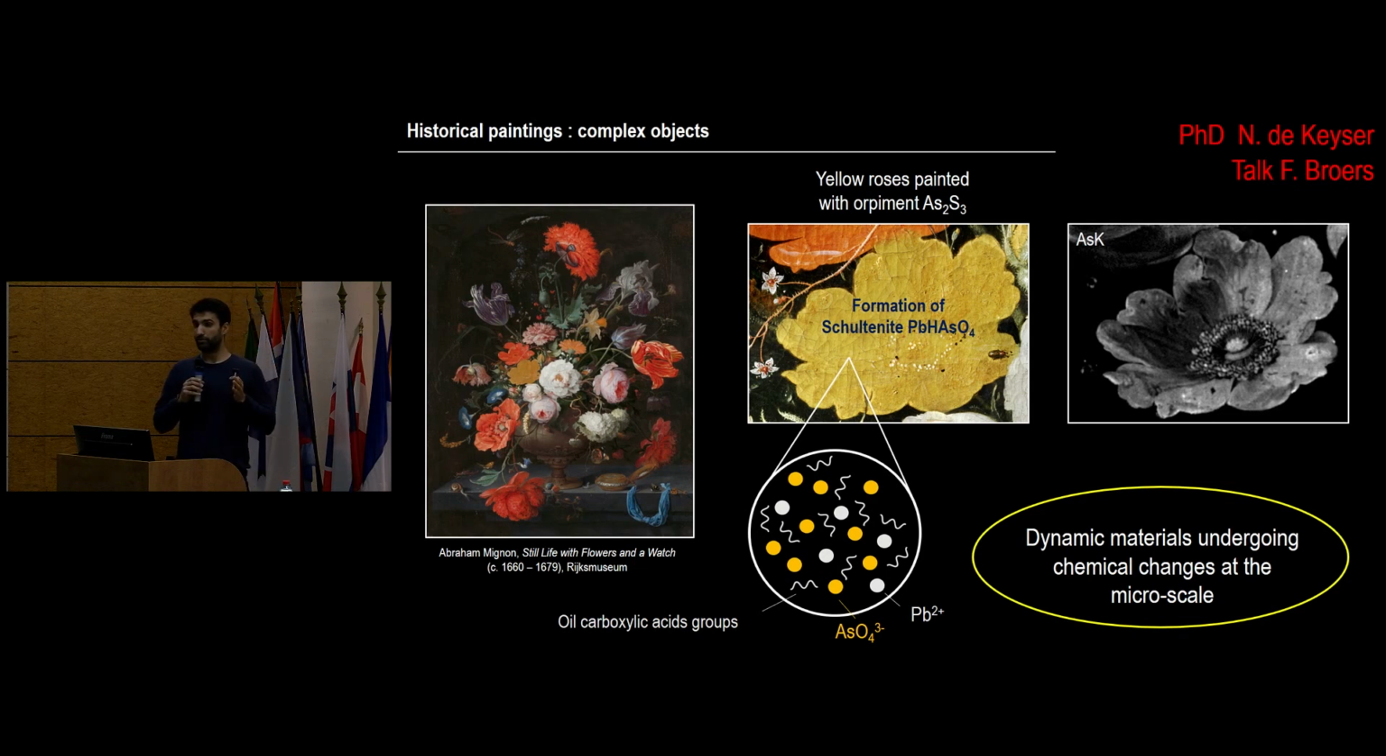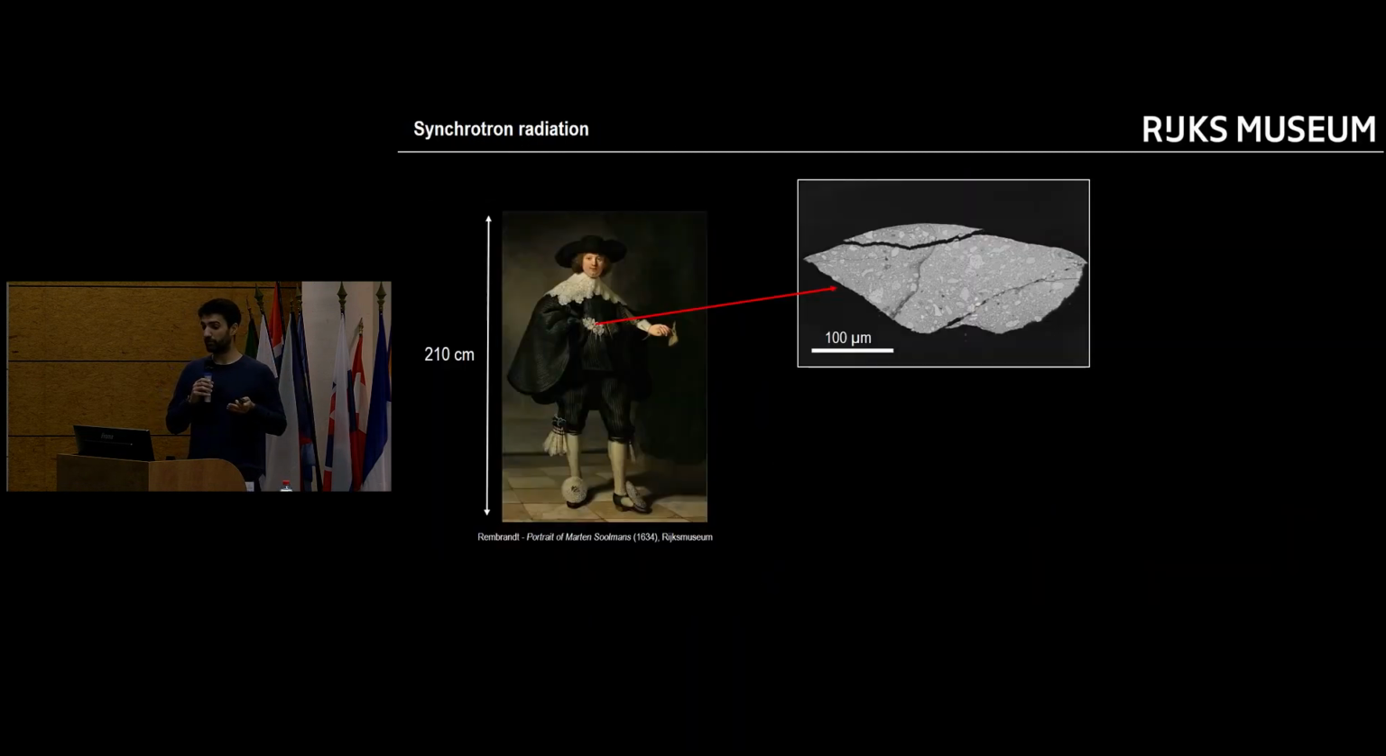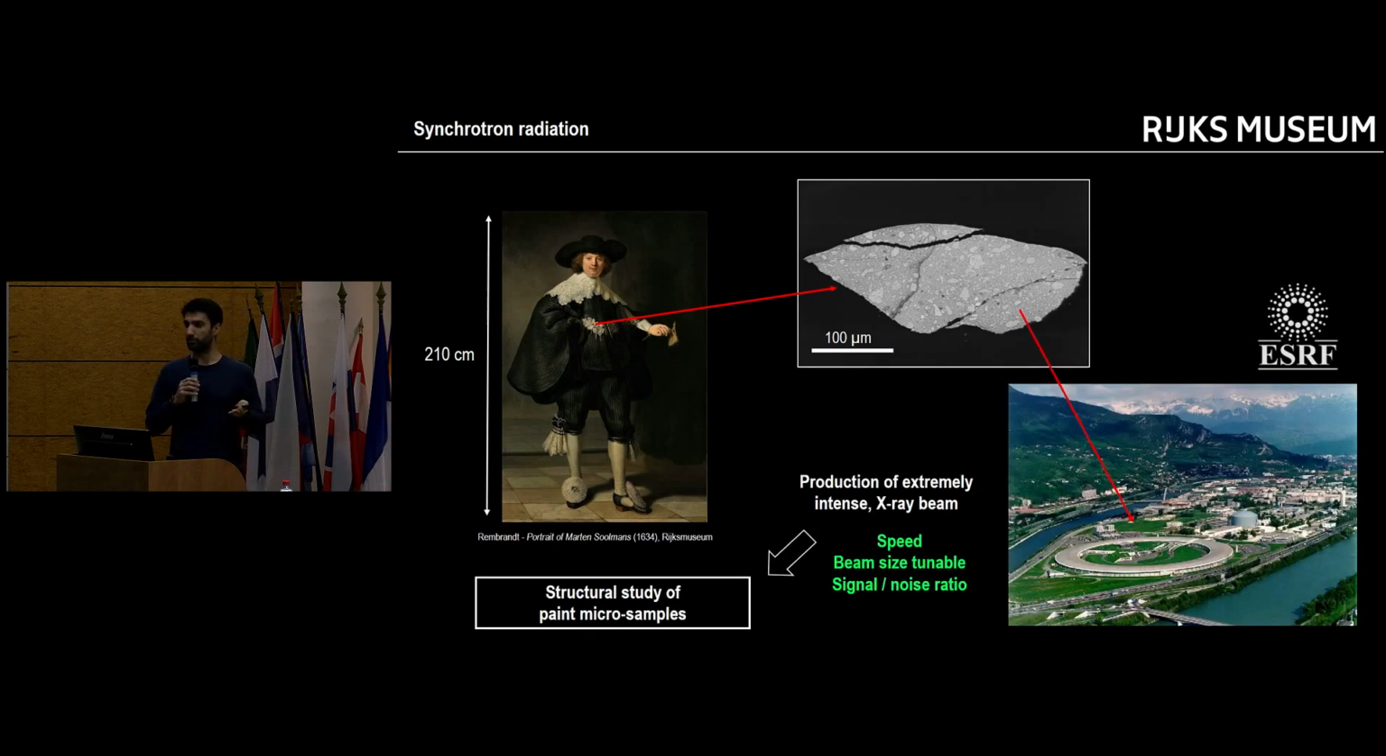To try to overcome these difficulties, what we are used to doing is to go to synchrotron facilities, and to do that, we are used to collecting microsamples carefully at the surface of paintings and bringing those samples to the synchrotron, where we rely on the state-of-the-art analytical capacities in order to perform some very advanced characterization. In my case, I will deal mostly with the structural study.